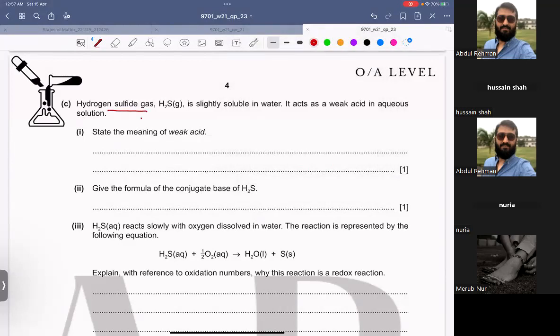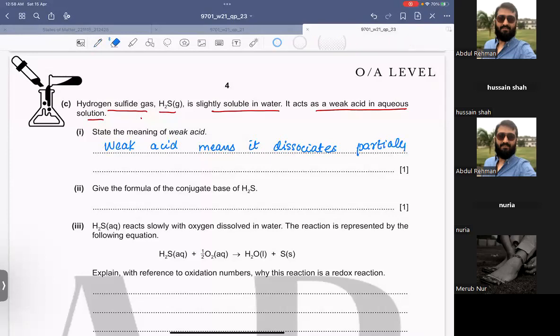Hydrogen sulfide gas H2S is slightly soluble in water. It acts as a weak acid in aqueous solution. What is meant by the term weak acid? So weak acid means it dissociates partially. Okay.